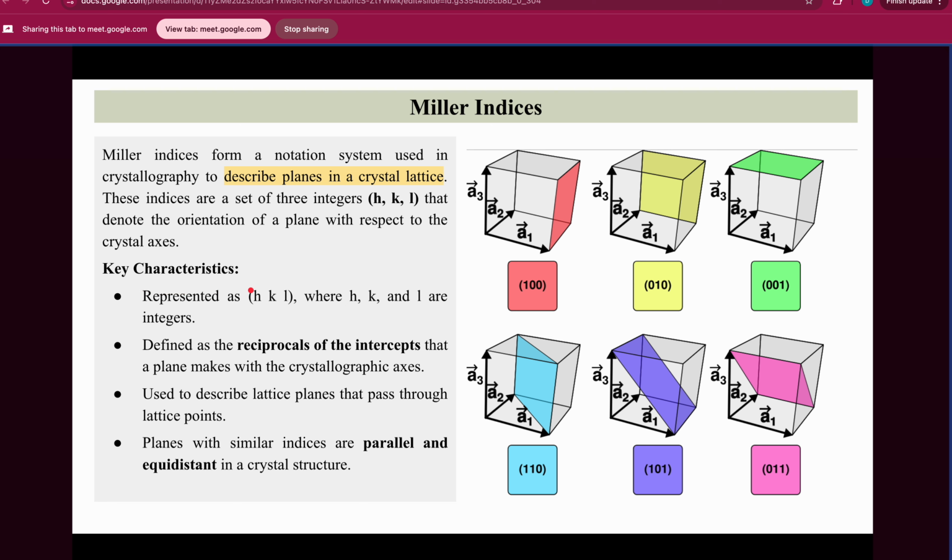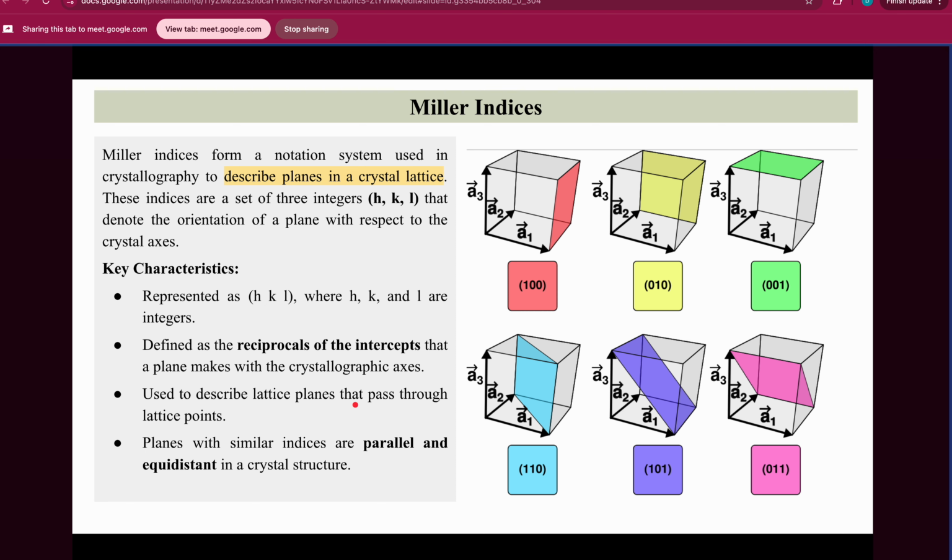The key characteristics of Miller indices are that they are represented as HKL, where h, k and l are integers. They could be negative, positive, or whatever value is possible. They are defined as the reciprocals of the intercepts, but most probably they will be positive only. So they are defined as the reciprocals of the intercepts that a plane makes with the crystallographic axes. In a later slide, we will see how it is calculated. That's why it is defined as the reciprocal of intercepts. We'll calculate the intercept, then take its reciprocal, and some other calculations will be done to find the values of h, k and l.